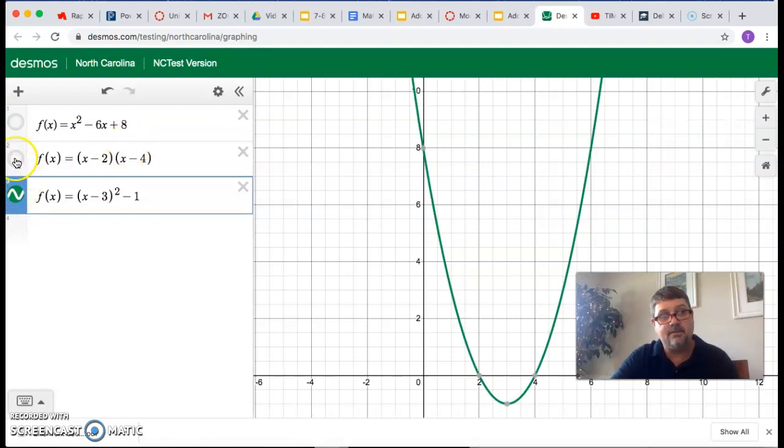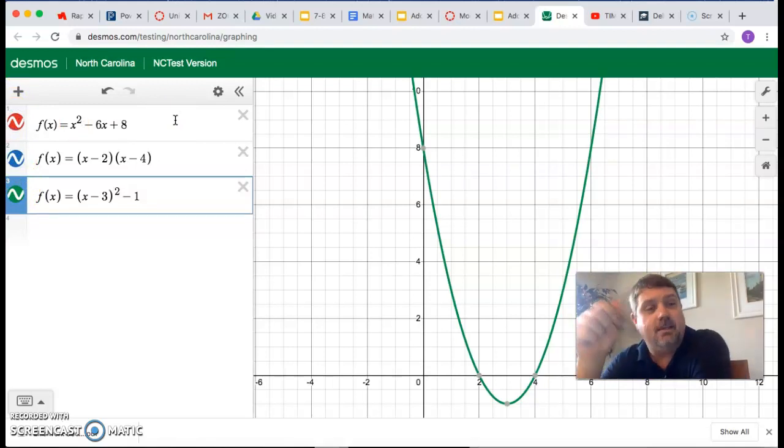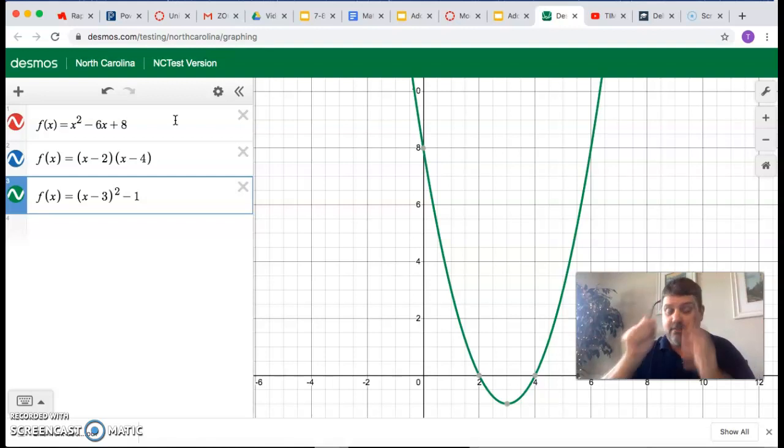Summarizing, and I'll turn these off. To summarize this, I guess you'd say this. Depending on the form, there's certain information that's readily seen or easily seen. If it's in standard form, your y-intercept's right in your face. If you don't see the value of c, which is 8 in this case, then your y-intercept is the origin.